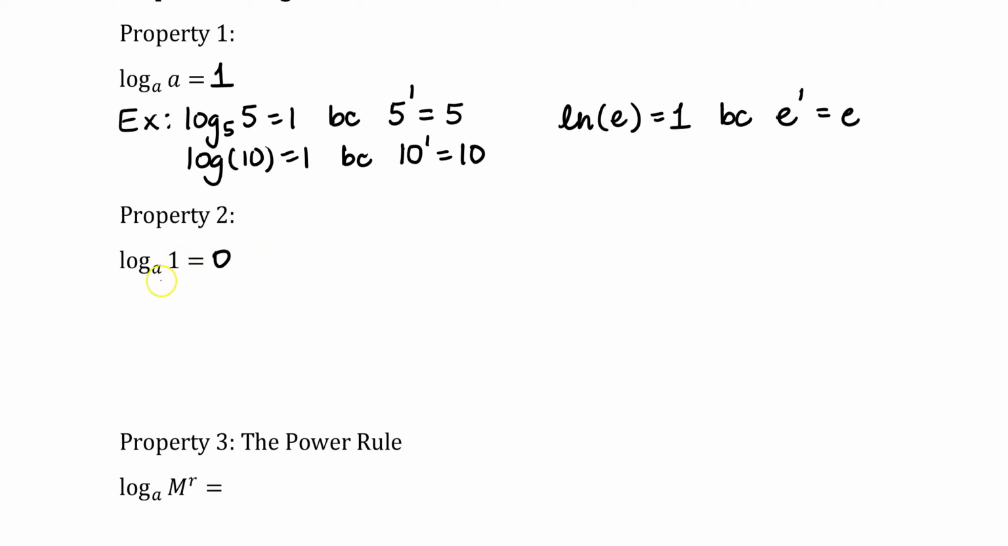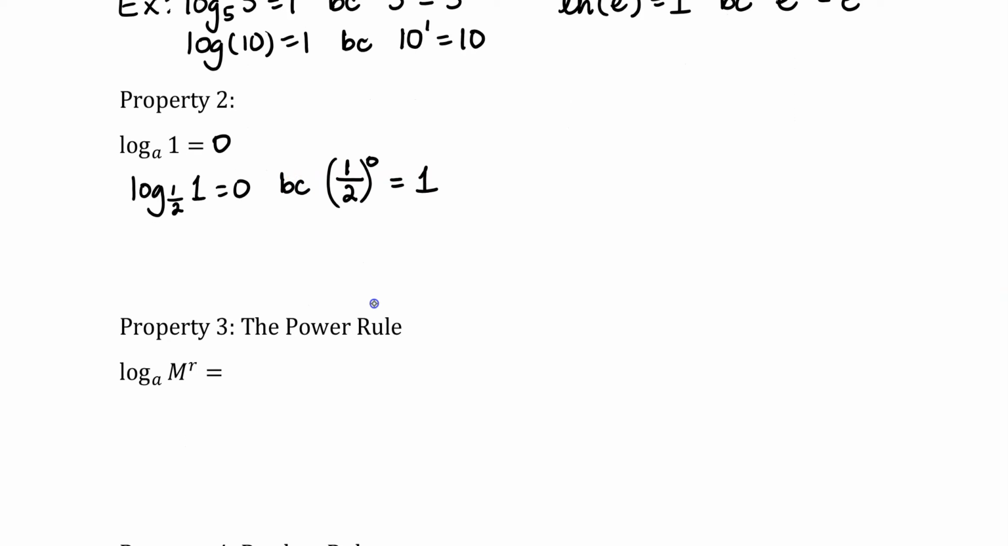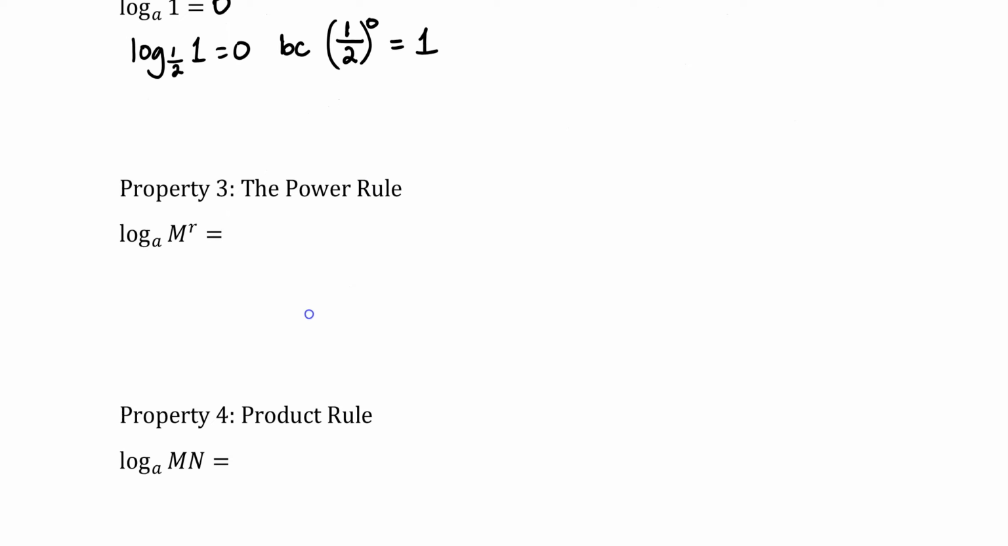Our second property is that log base a of 1 is always going to be equal to 0. Regardless of what the base is, if you have 1 on the inside of the logarithm, you will get 0. So for example, log base 1/2 of 1 is equal to 0, because if I take the base of 1/2 and raise that to the 0 power, I will get 1 back out. So anytime that there's a 1 on the inside of the logarithm, the answer to the logarithm is 0.